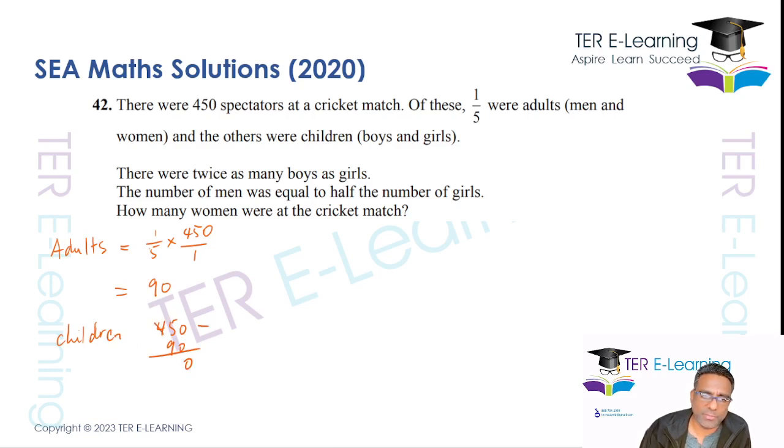So borrow from this here. This is 3, and this becomes 15. So this is 6. So we have a total of 360 children, right?